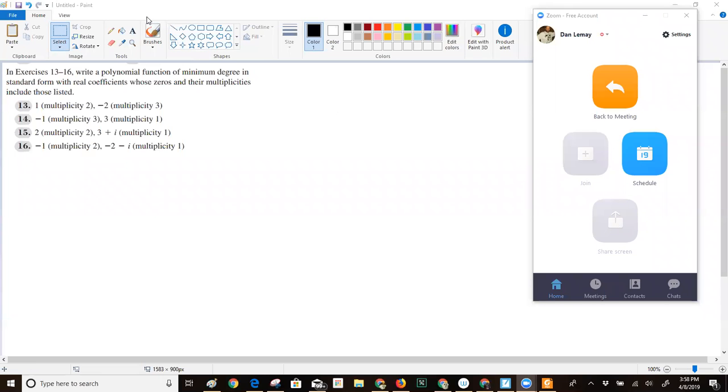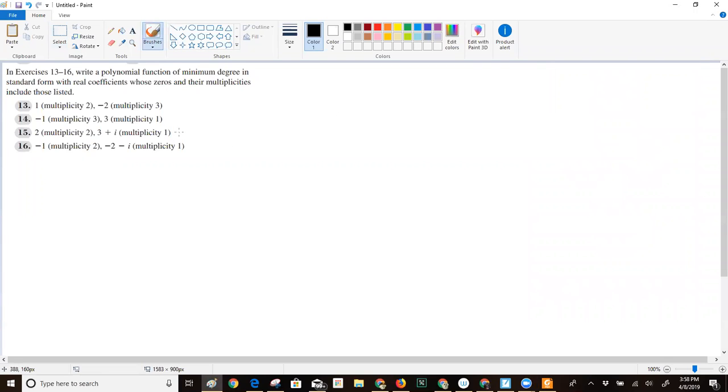So people have been asking me occasionally about this question: how do I write a polynomial function when they gave me certain roots? Well, question number 15 is one of the ones that you were assigned out of that Demana textbook. So what we're going to do is we're going to start out.